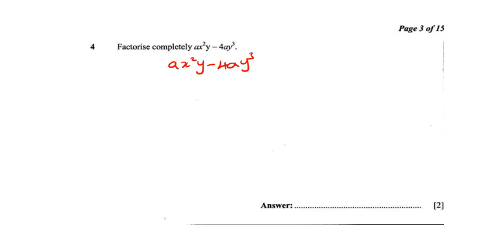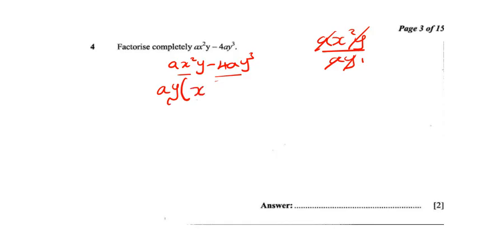So what is common at this point and that point? As we can see, it is a and y, so you say a y. Now when we divide a x squared y by a y, a and a give 1, y and y give 1. So 1 multiplied by x squared, and what remains when you divide is just x squared. So you're going to have x squared.